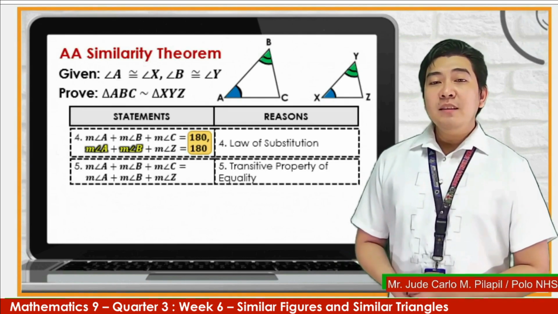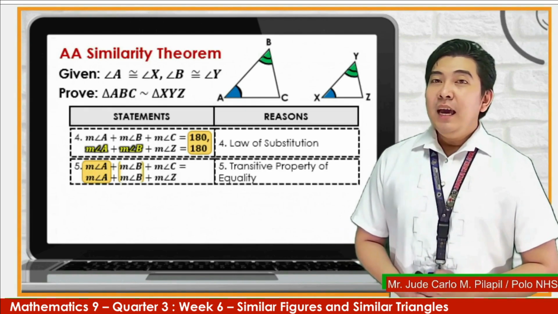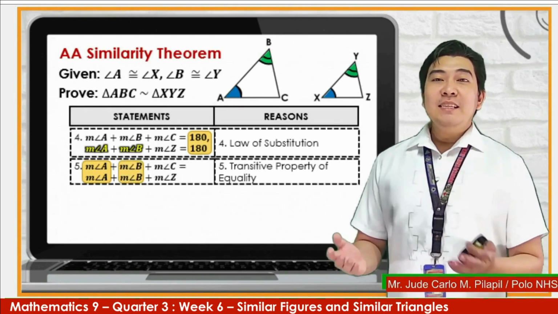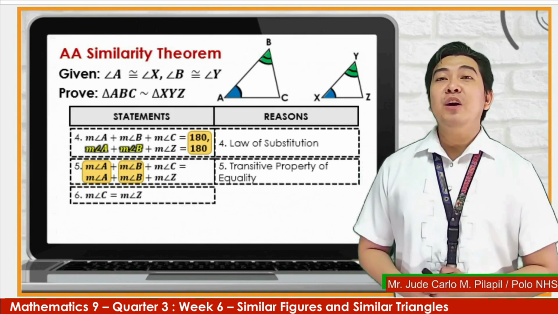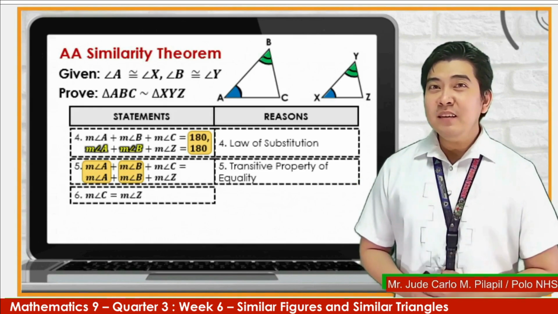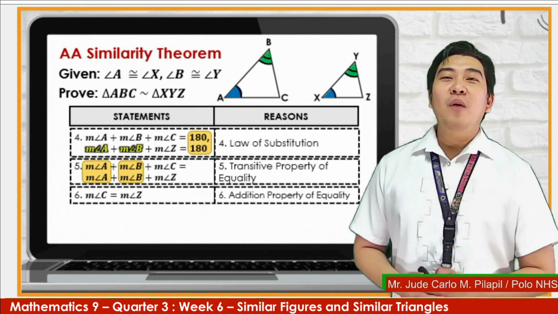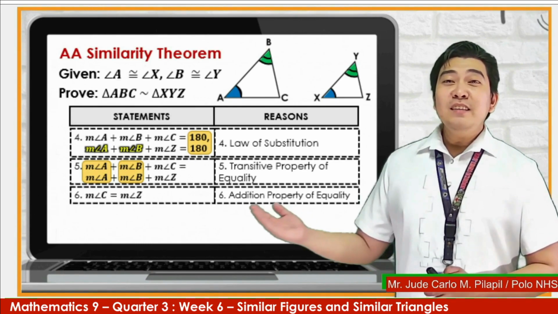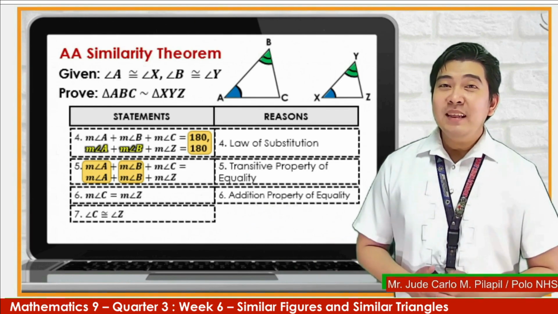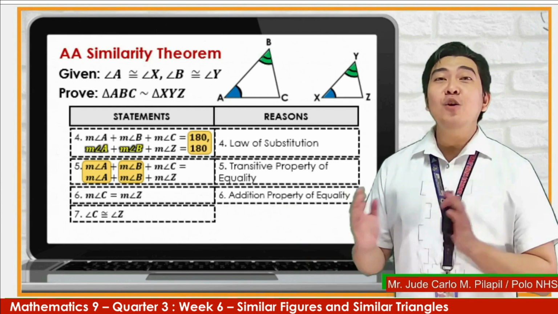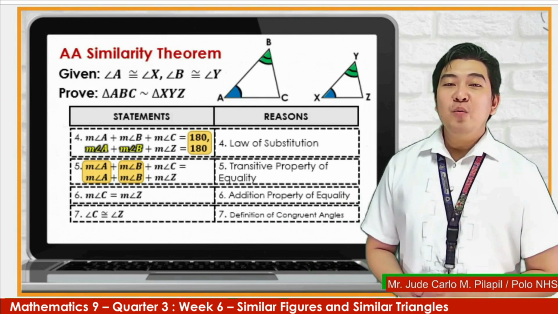Take note, if you will notice, both sides of the equation have measure of angle A and measure of angle B. It can be simplified as measure of angle C is equal to the measure of angle Z. What is the reason? We have the addition property of equality. Next, since the two angle measures are equal, we can say that they are congruent. We can say angle C is congruent to angle Z because of the definition of congruent angles.